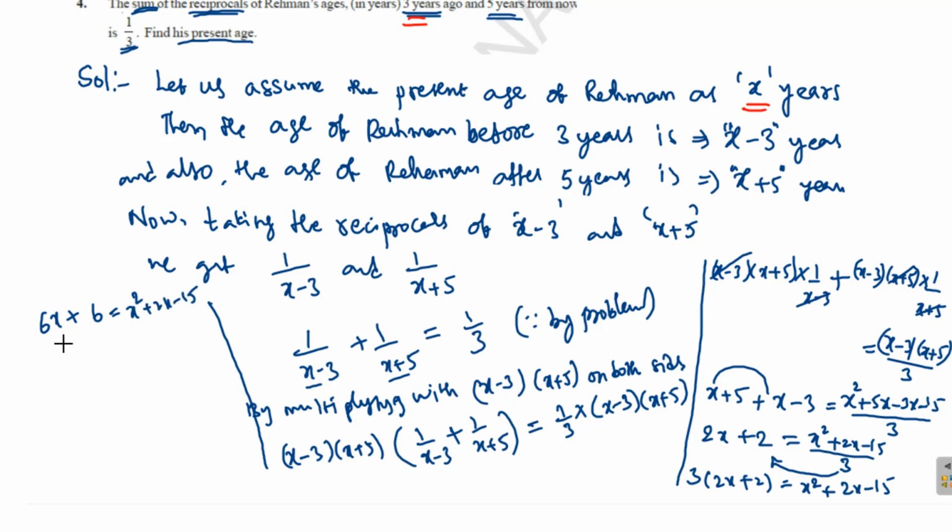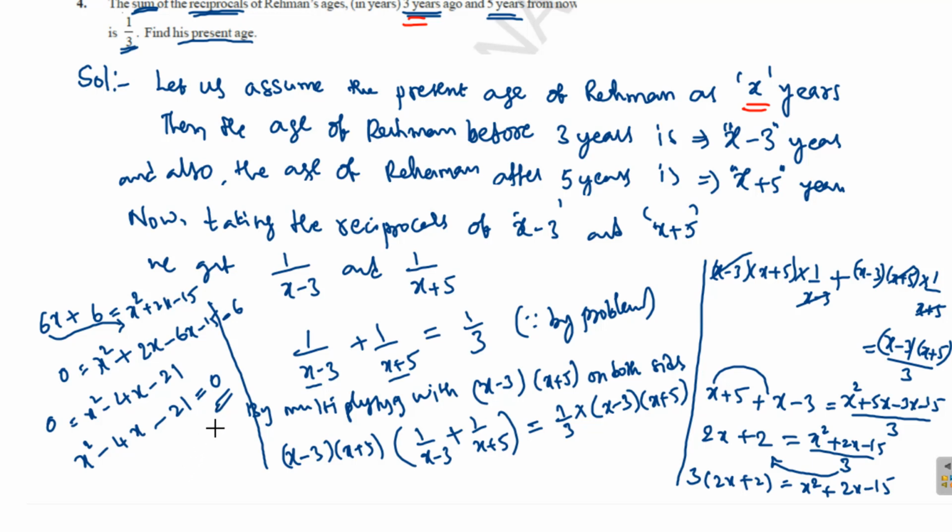And further transposing these two terms to the right hand side, we get x square, and here we have plus 2x, and this plus 6x, if we transpose to the right hand side it becomes minus 6x, and here we have minus 15, and plus 6 will become minus 6. So now what we get, x square plus 2x minus 6x will become minus 4x, and minus 15 minus 6 equals minus 21.